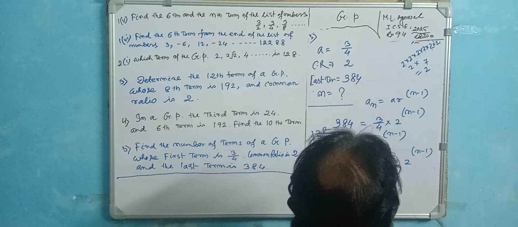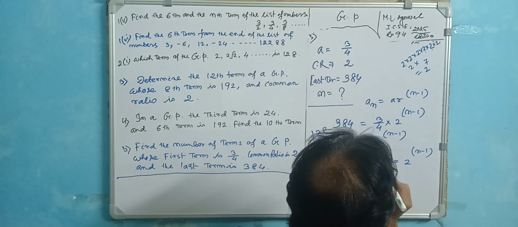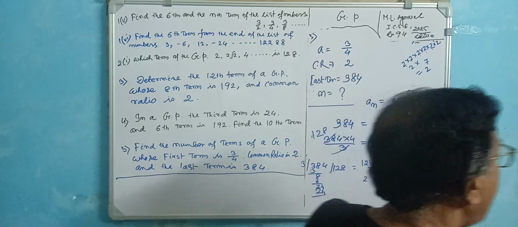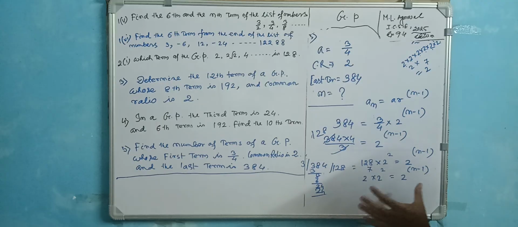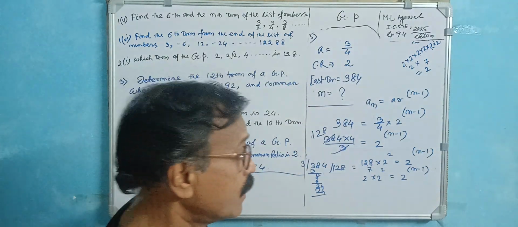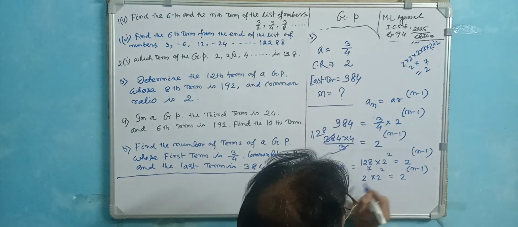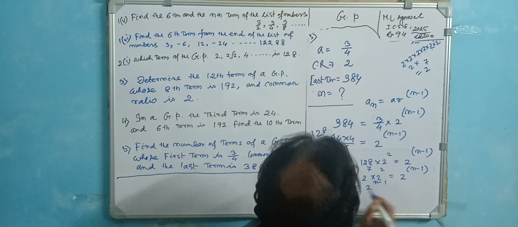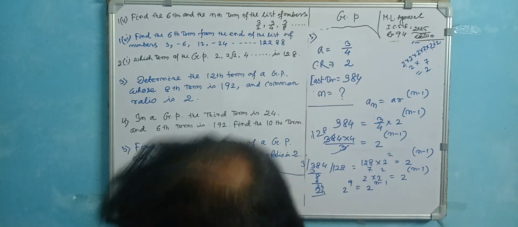So here you write 2 to the power 7 into 2 square, that is 2 to the power n minus 1. This part is totally exponential. This is not the GP. Okay. So now actually this is 2 to the power 9, which is 2 to the power n minus 1.